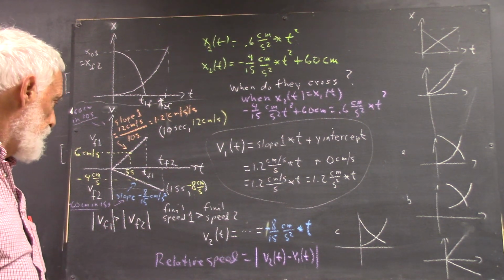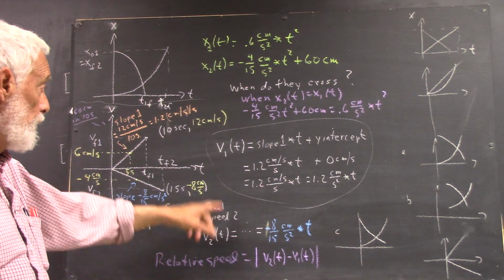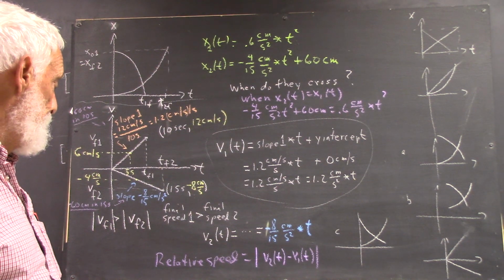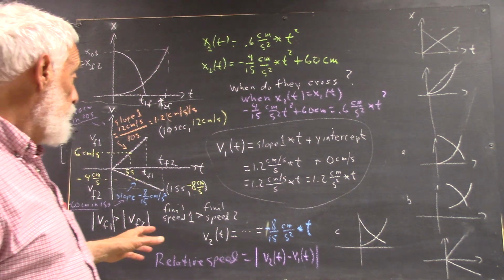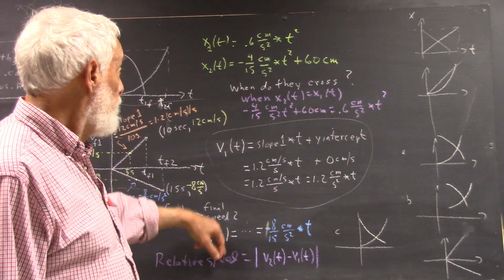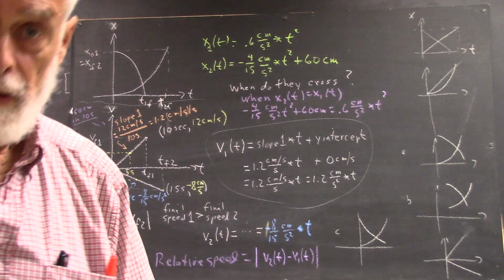Okay, so we can conclude that the final speed 1 is greater than final speed 2. Now what we want to do is go ahead and get our velocity and position functions. And we'll pick that up in the next video.